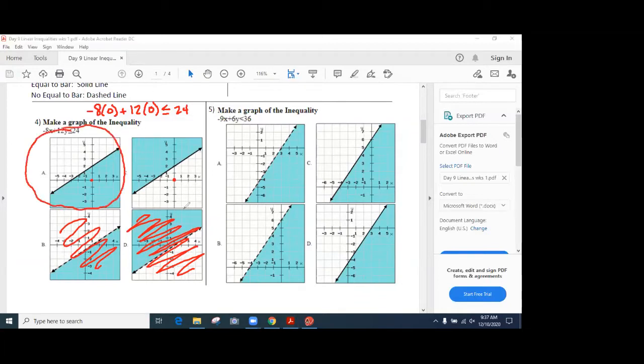Had it said false, we would have chosen B. Or, I'm sorry, C. Okay, so that's how you use that right here. Okay, so look at question 5.